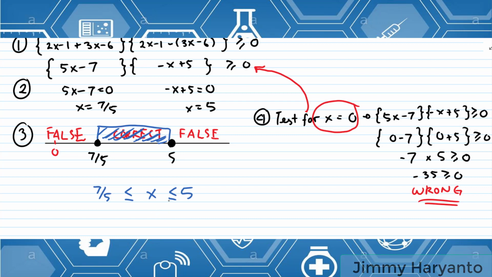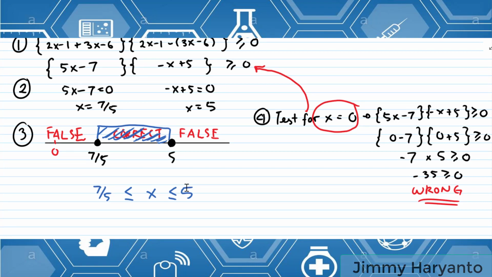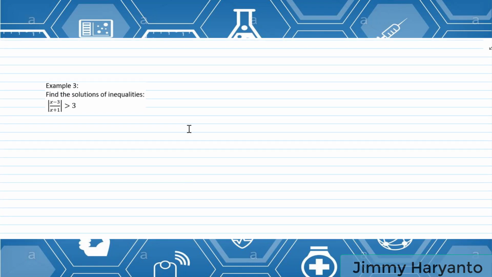Okay, that's number 2, and we have the last one, number 3. For number 3, we have a fraction at the left side and then a number at the right side. We can cross multiply it first, and then the result will be absolute value of x minus 3 greater than 3 times absolute value of x plus 1. So we cross multiply this to 3, and it will become like this, and then we can use the formula.